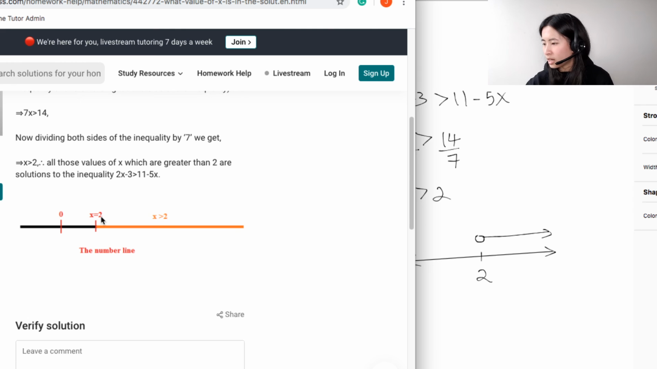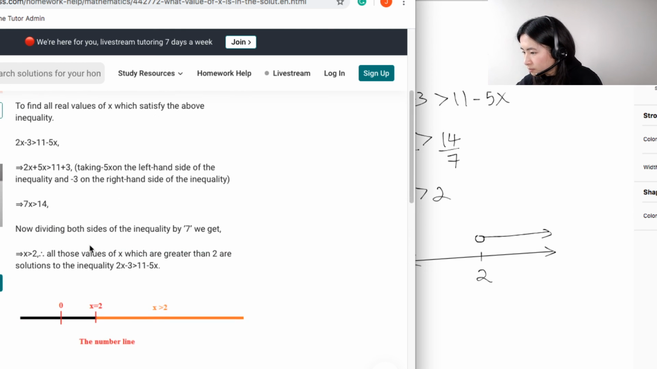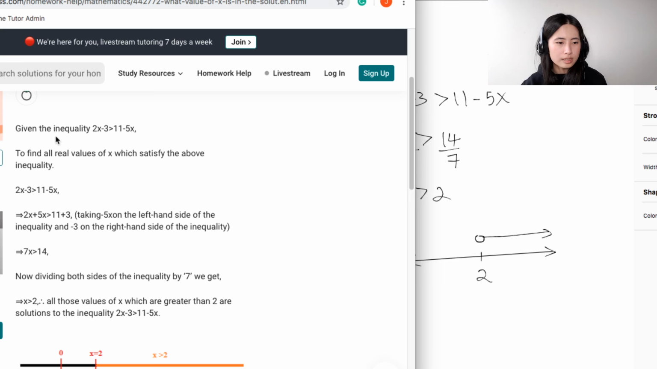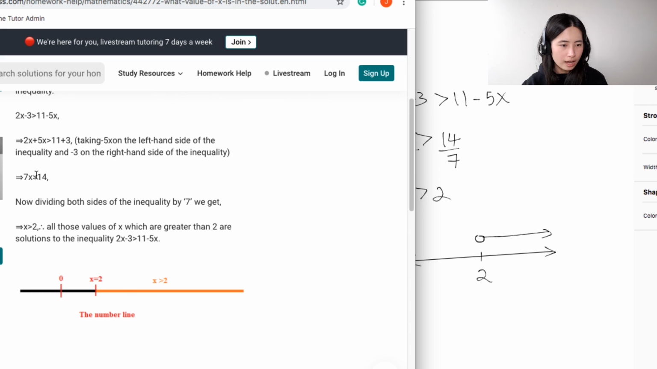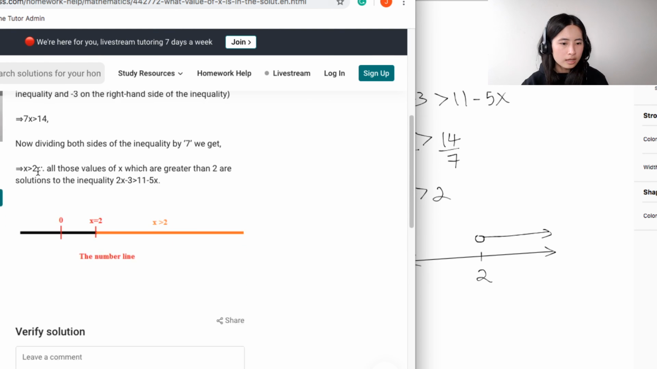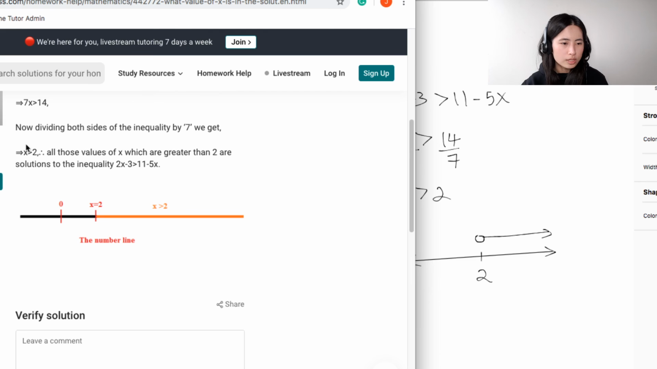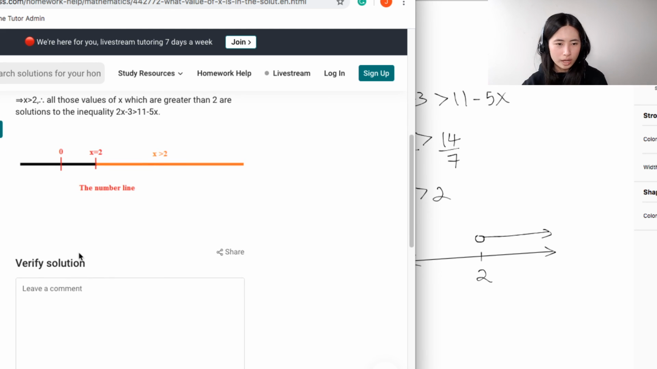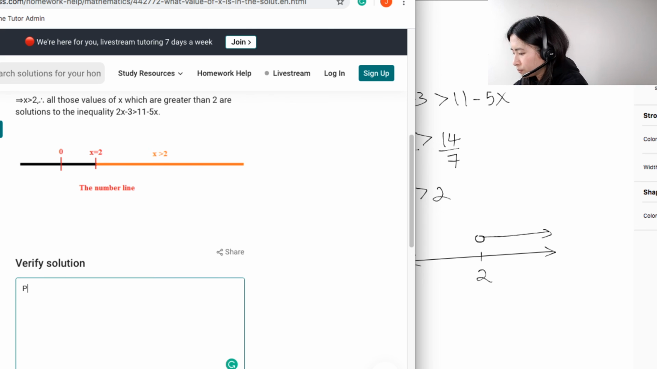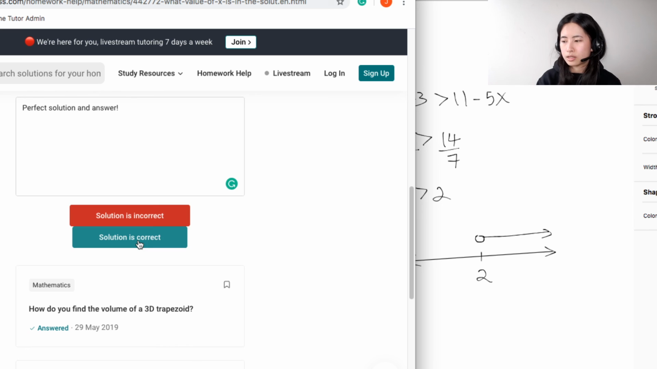Okay, great. So now let's take a look at what they wrote. It says given the inequality, and then they're getting 7x greater than 14. That's right. So it's x greater than 2. All those values of x which are greater than 2 are solutions to the inequality 2x minus 3 greater than 11 minus 5x. It's perfect. So we have nothing to correct. Okay, so the solution is correct.